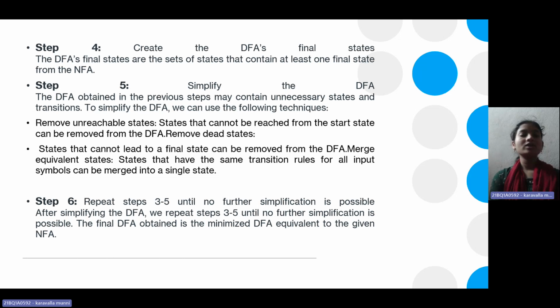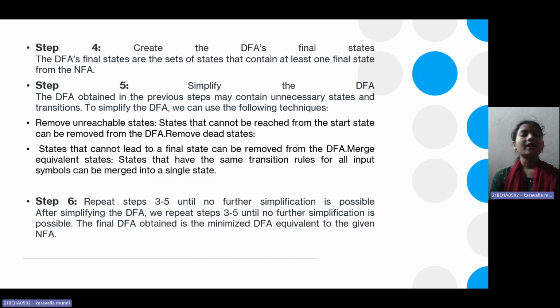Remove unreachable states. States that cannot be reached from the start state can be removed from the DFA. Remove dead states. States that cannot lead to a final state can be removed from the DFA. Merge equivalent states. States that have the same transition rules for all the input symbols we can merge into a single state.